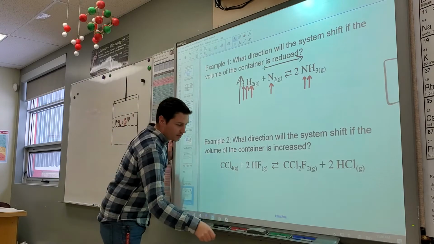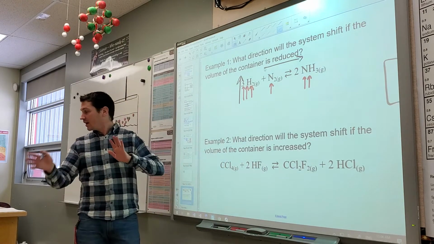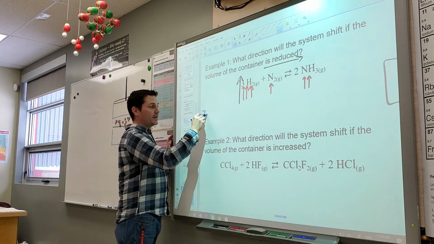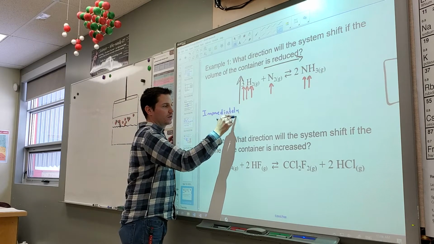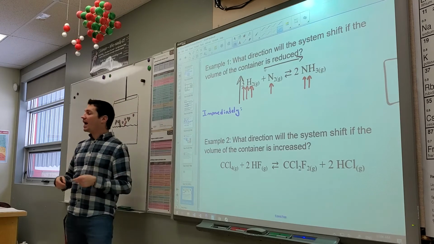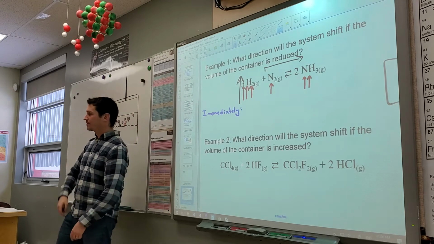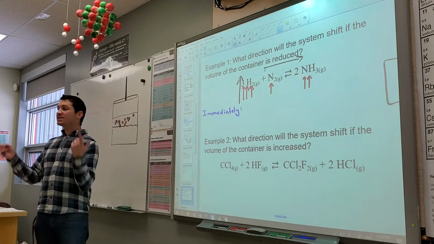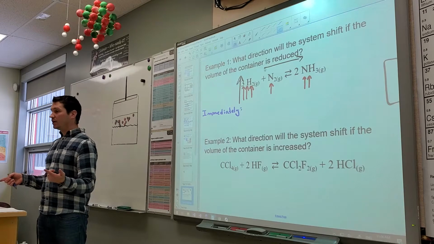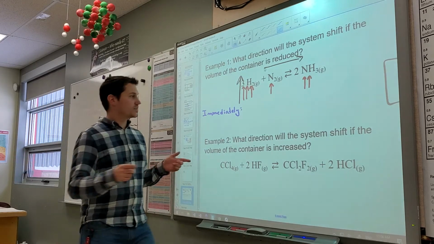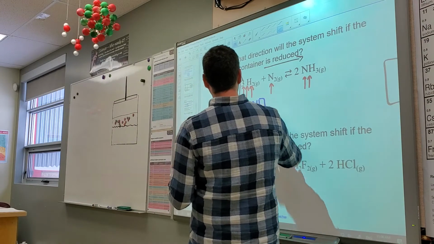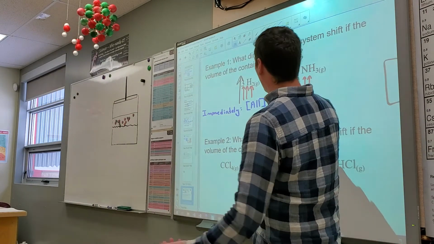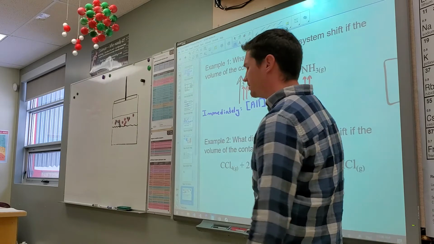This is going to be a little bit of writing, and I apologize about this. Immediately, what happens to these concentrations? Every single one of them increases. Would you agree? Every single concentration increases. So all the concentrations increased.